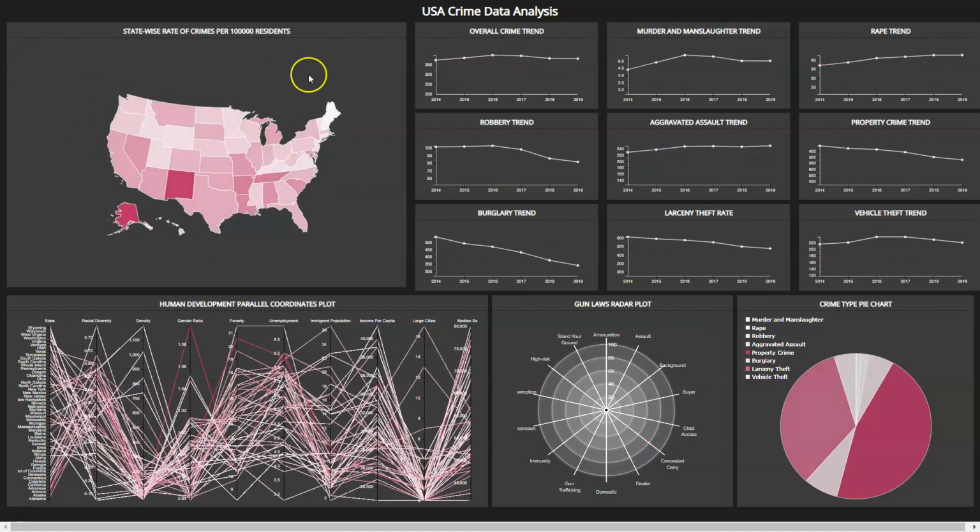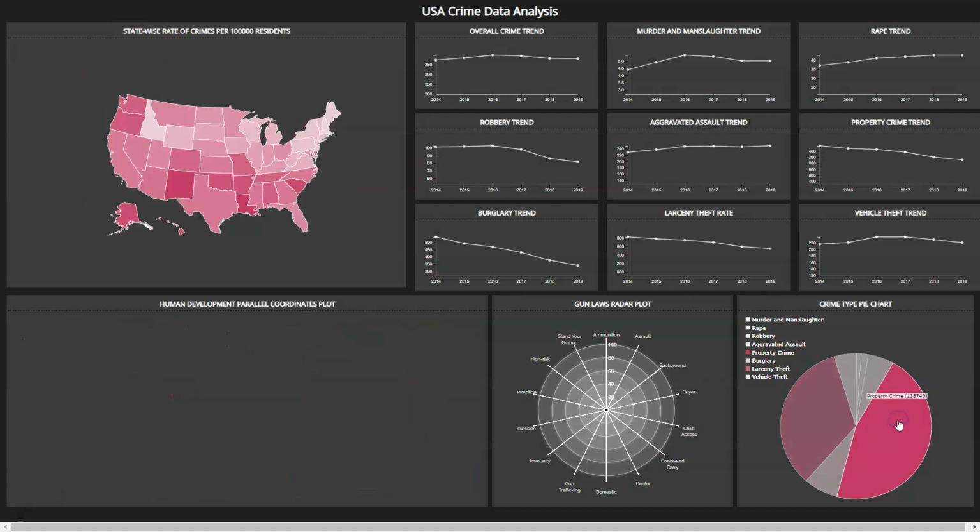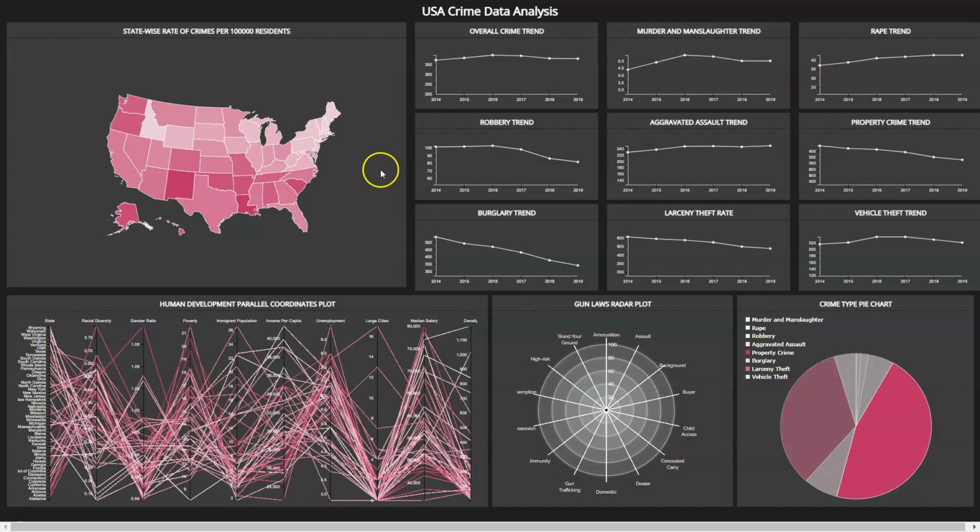Also, we can change what we visualize over here. The map here is showing the trend of all the crimes. If we click on a section in the pie chart, it shows us the trend of that particular crime. So right now we are seeing property crime.